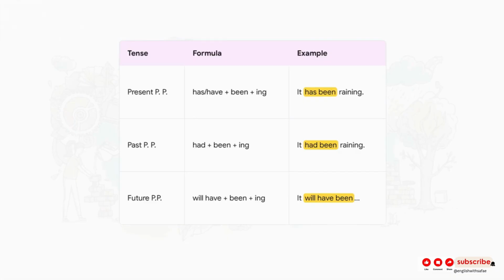So, let's do a super quick recap of the pattern here. You see how the core part, been plus the ing verb, never changes? It's always there. The only thing you swap is the very beginning. Has/have for the present, had for the past, and will have for the future. You master that little switch, and you've mastered these tenses.